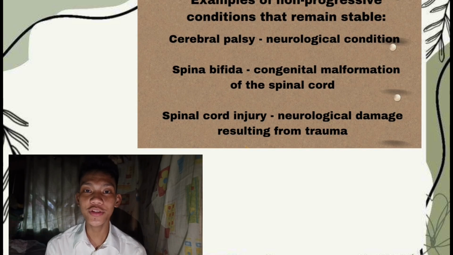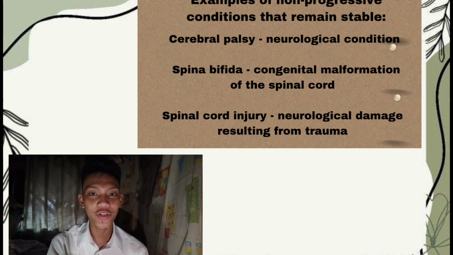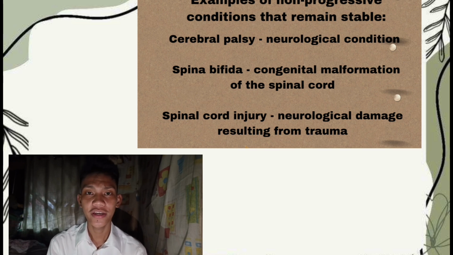Next, we have examples of non-progressive conditions that remain stable. First, we have cerebral palsy, which is a neurological condition. Second, we have spina bifida, a congenital malformation of the spinal cord. And of course, spinal cord injury, a neurological damage resulting from trauma.